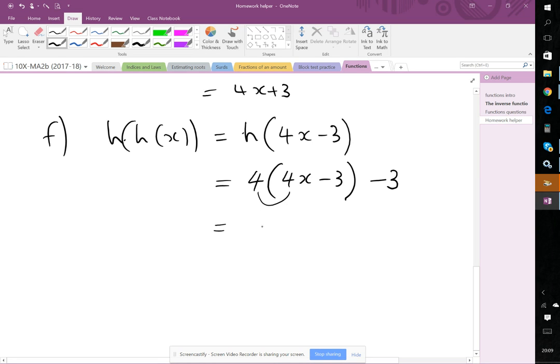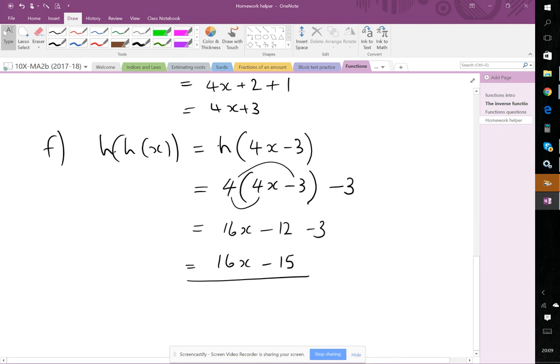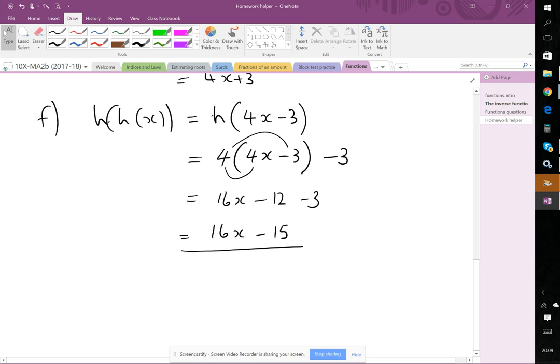Okay, multiply out again. 4 4s are 16, so that's 16x here. Minus 3 times 4 is minus 12, and then the minus 3 at the end. And we get 16x minus 15. So that's the idea of composite functions. We basically apply the inner function first and apply the result of that with the outer function.